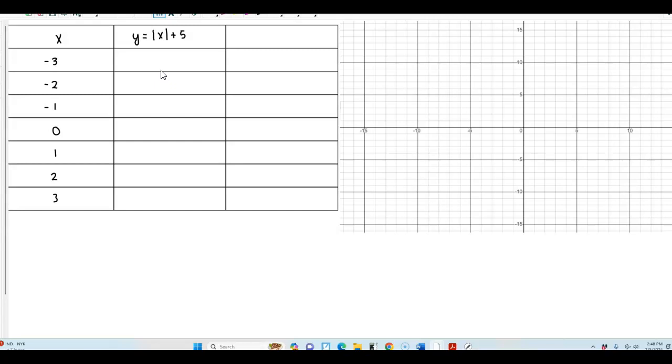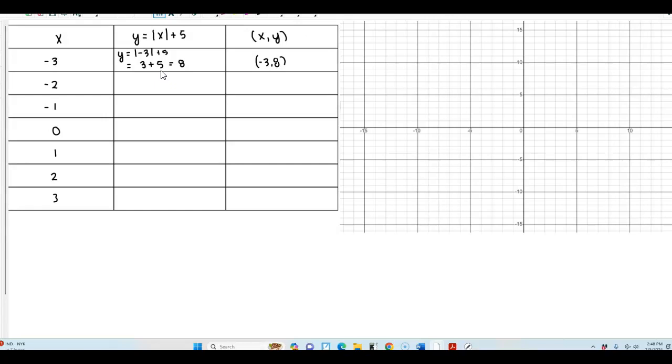Okay. So what we're going to do is plug in the value of x for each particular one. So we know that y is going to equal the absolute value of -3 plus 5. So we know that the absolute value of -3 is 3 because that's the distance to that value of 0. So then 3 plus 5 is going to give us 8. So therefore the first ordered pair in our problem is going to be -3, 8.